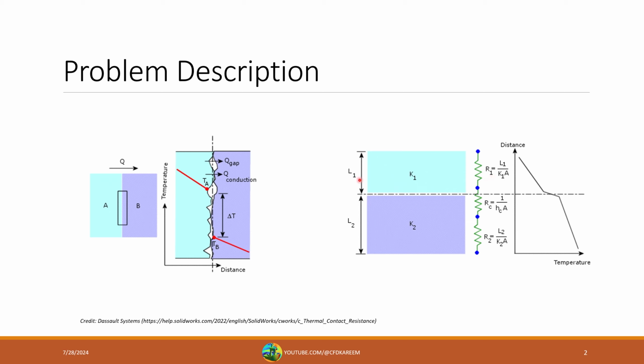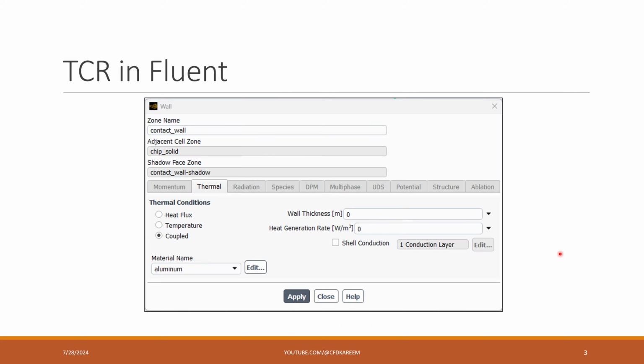If we plot a temperature plot through the two materials, you can see what it will look like. We'll start with our high temperature on our top material. We're going to have a step change when we hit our thermal contact resistance, and then our new temperature through our second solid. In Ansys Fluent, thermal contact resistance is applied at a contact face between two solid materials.